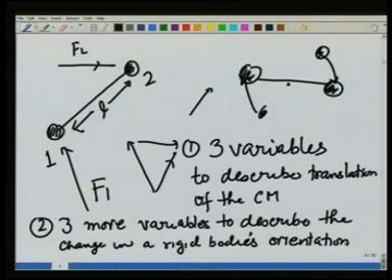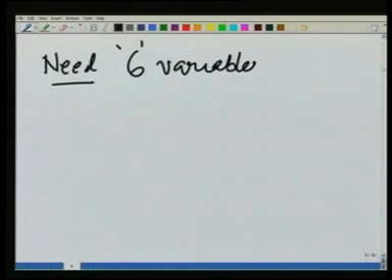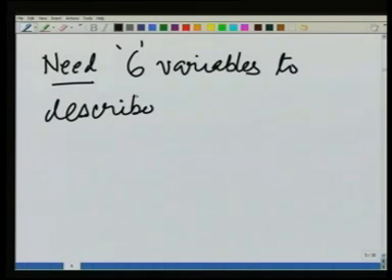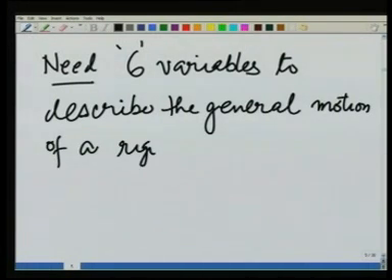You can think of these three variables to describe the change in a rigid body's orientation as three angles from three axes. So in general, what we learn is we need 6 variables to describe the general motion of a rigid body. You may ask, why 6 only?